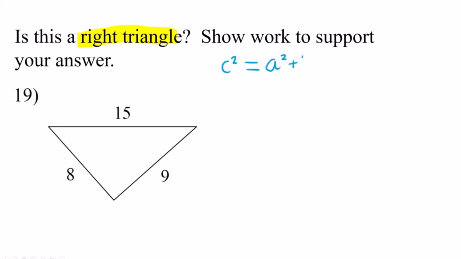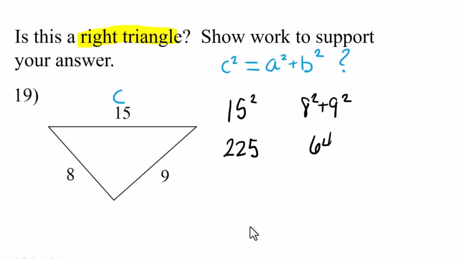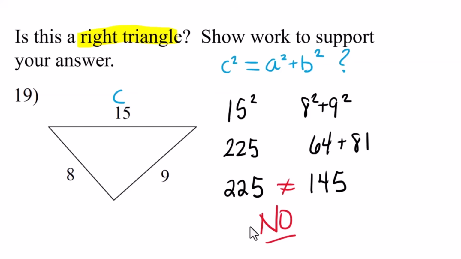So here's the Pythagorean theorem. And the question then is, what would be your C? Well, the C, if this were a right triangle, the C would be 15 because it's the largest one. So we're going to compare these. Is 15 squared equal to 8 squared plus 9 squared? Let's do the math. And we end up with 225 and 145. Those are not equal, so the answer is no.